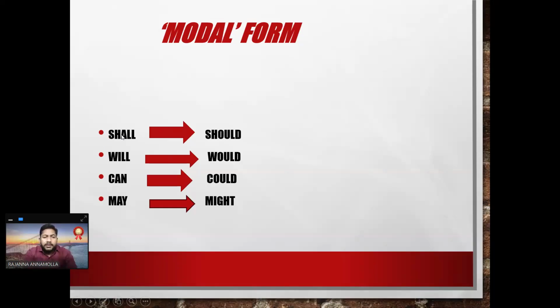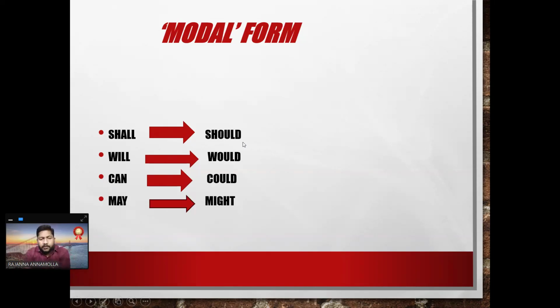So why do we use shall? Shall and will are used to indicate future tense. Can is used to talk about present ability, and to take permission in an informal way, we use can. And may, why do we use may? May is used to talk about possibility and to take permission in a formal way.